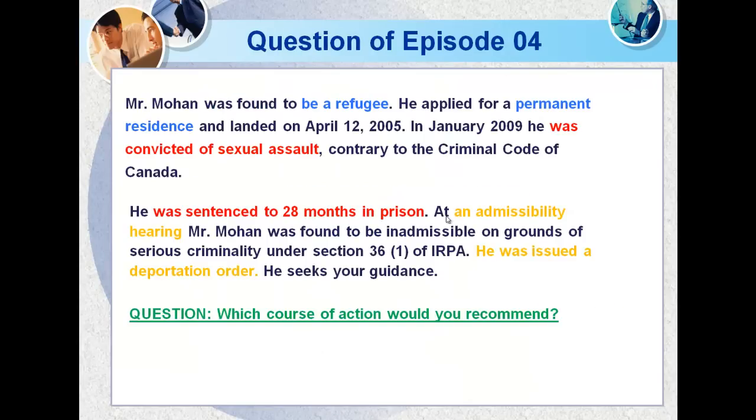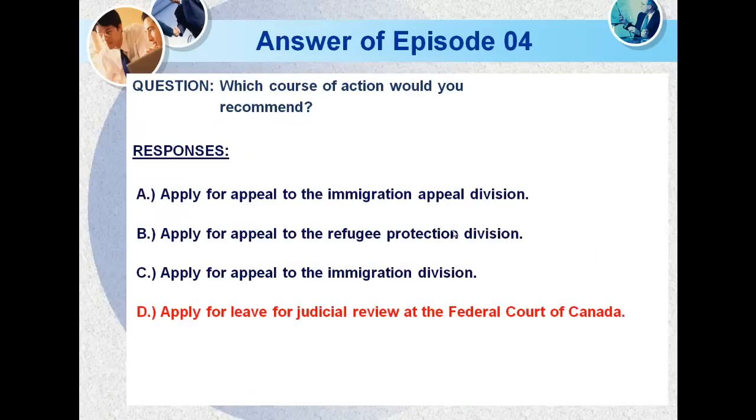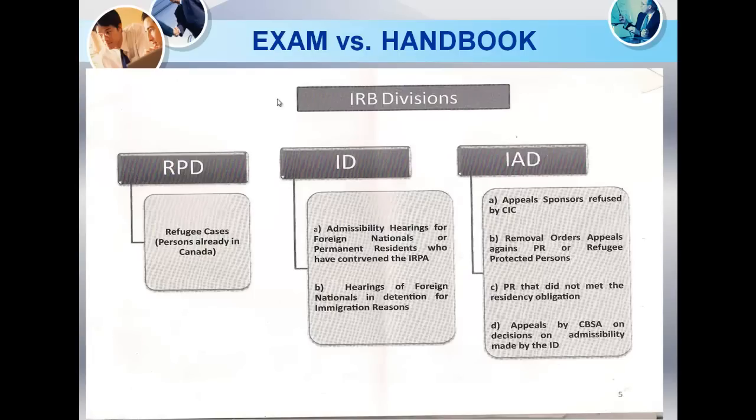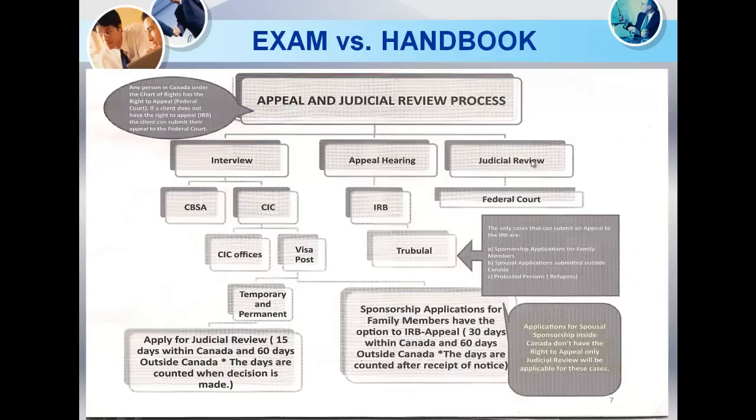Here, at an admissibility hearing, he was found inadmissible. So the final answer, what he can do: apply for leave for judicial review at the Federal Court of Canada. Here, appeal hearing, IRB divisions. You already know here. Then, judicial review, Federal Court.